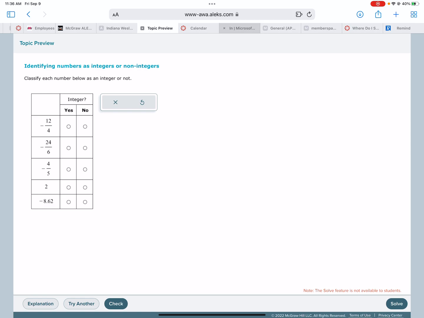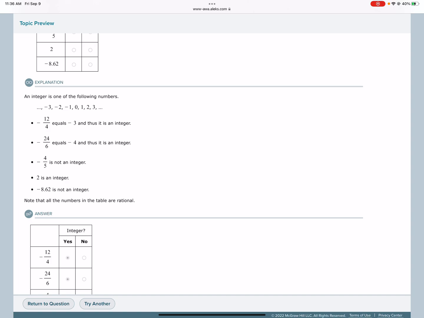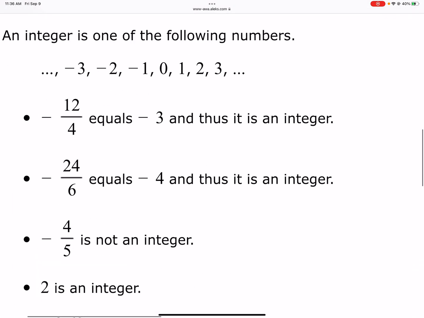Integer or not. So an integer is just a number that is not a fraction or a decimal. So that's all an integer is. We'll go ahead and look at these explanations really fast. So you have -12/4. Well, if you divide that, that equals -3. And that is a number without a fraction or a decimal. So yes, it's initially a fraction, but when I simplify it, it's not a fraction, so that's an integer.